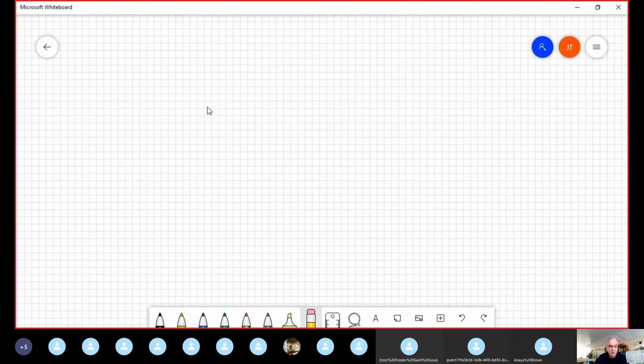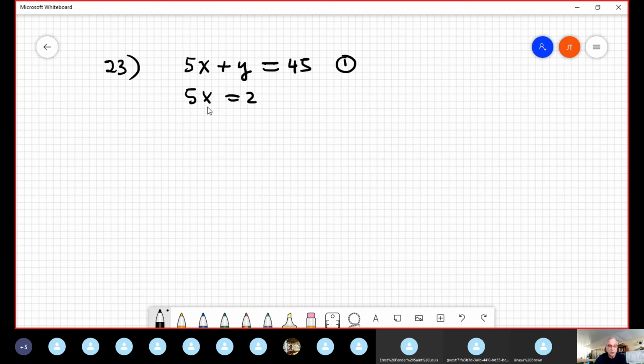In 23, the system is 5x plus y equals 45, equation 1, and 5x equals y. Let me ask a question. What do you consider is the equation that we're using to apply substitution? What is the variable that contains coefficient 1 or negative 1? And what equation and what variable? Say it again, please.